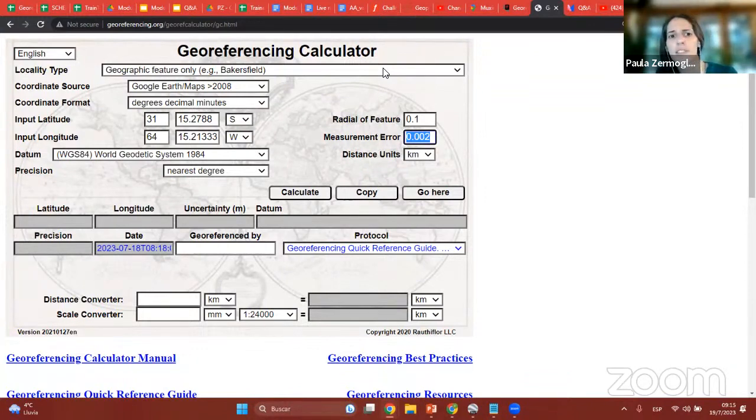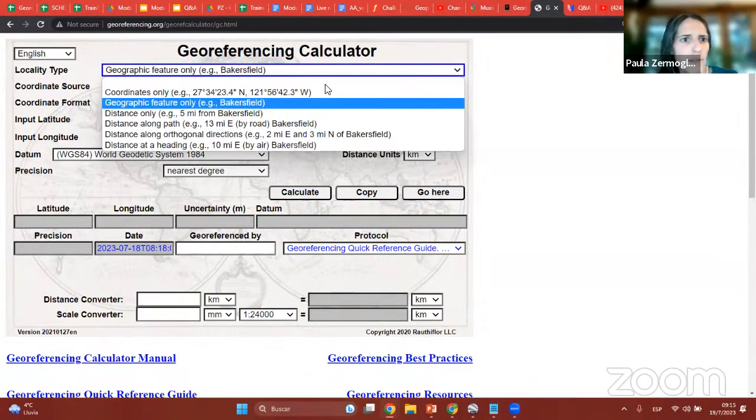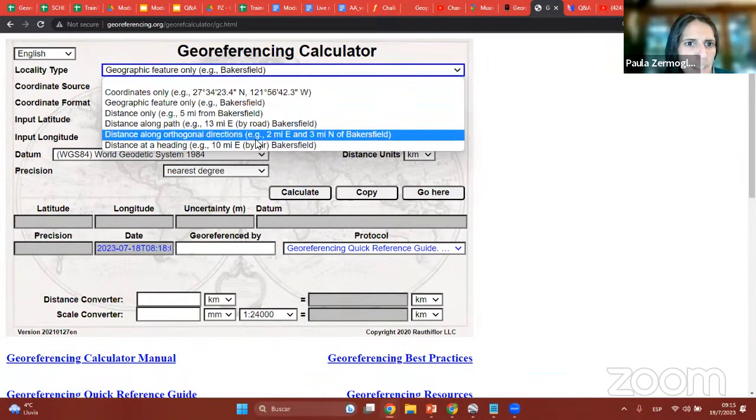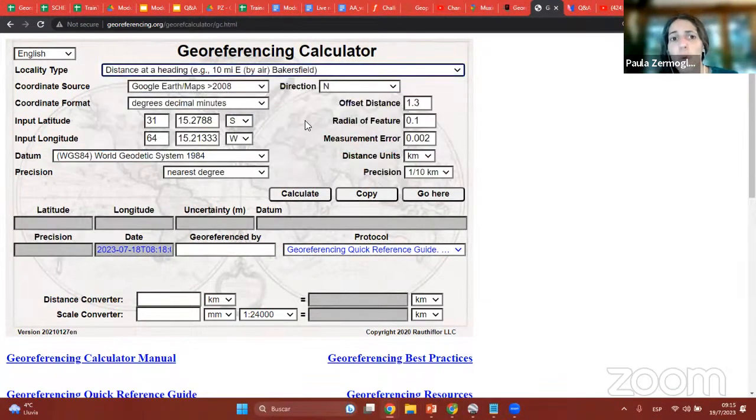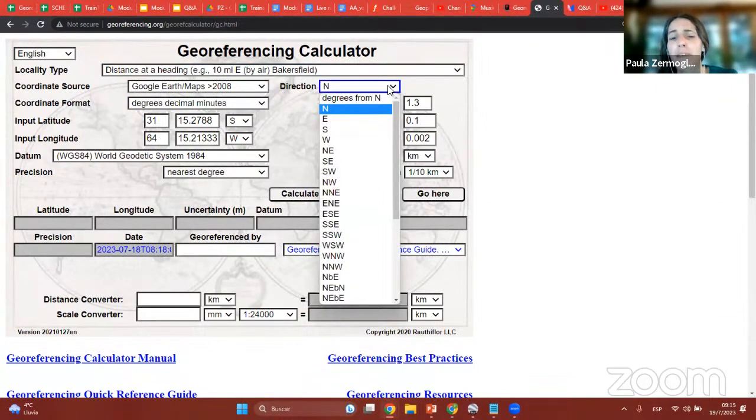Now, if we were dealing with another type of locality, for example, distance at a heading, we would have other sources of uncertainty as well. For example, the direction. It is not the same to say north, or to say northeast. Why is this not the same? Because we're being more specific in northeast than we're being when we're saying north.